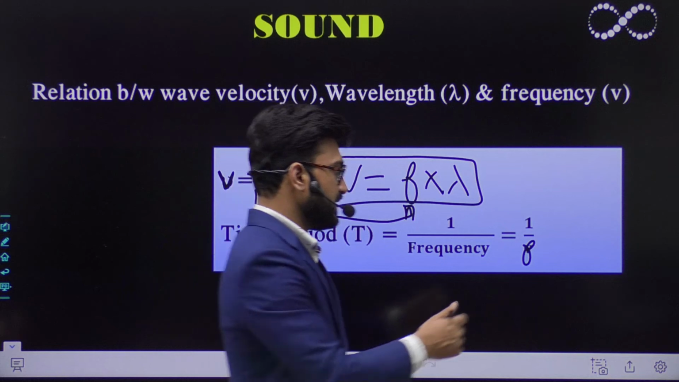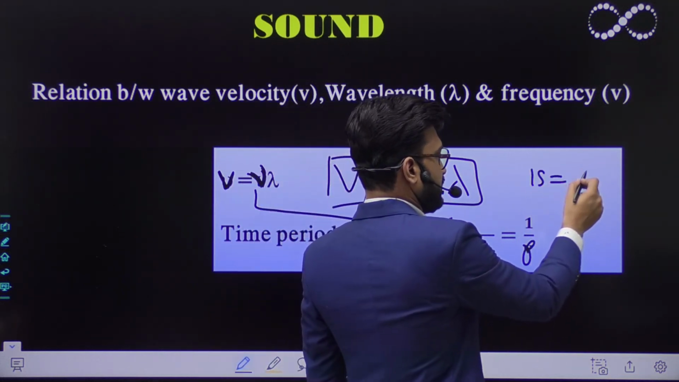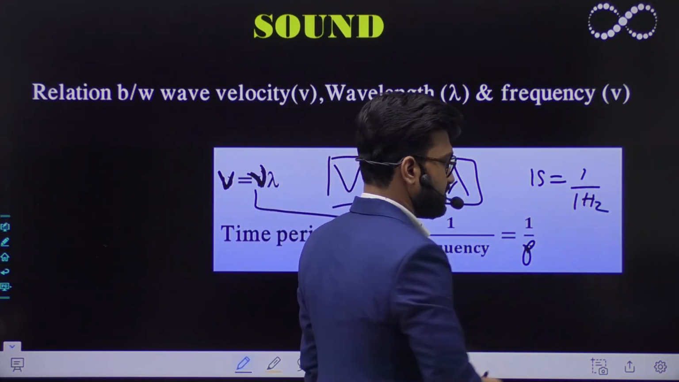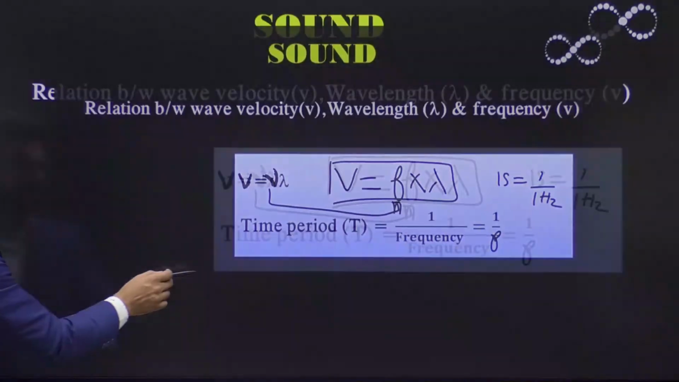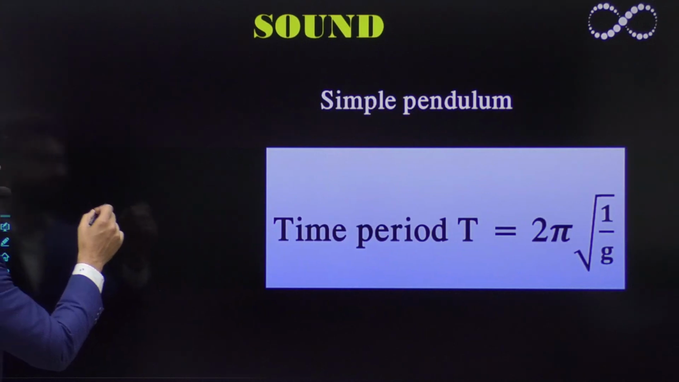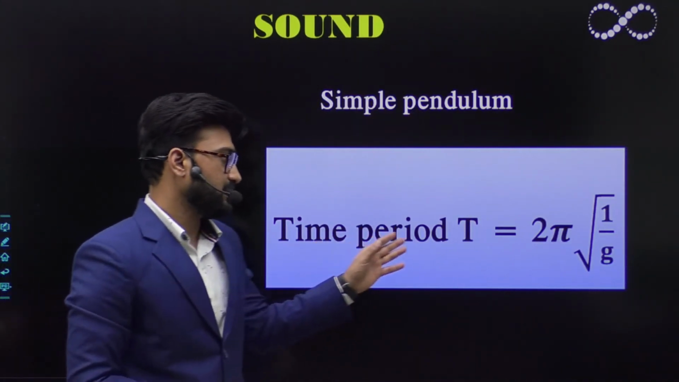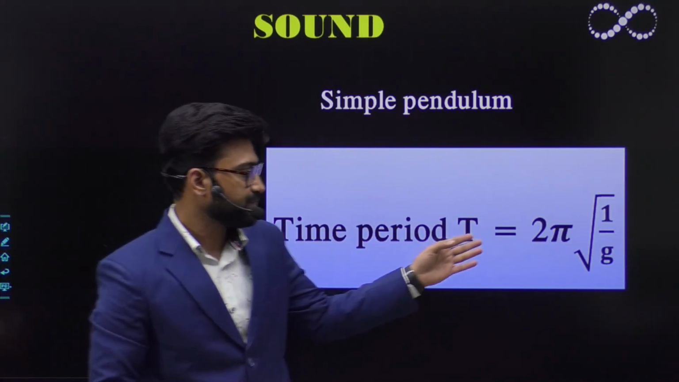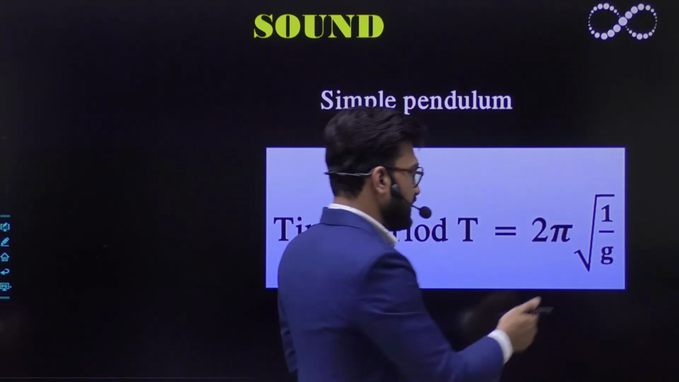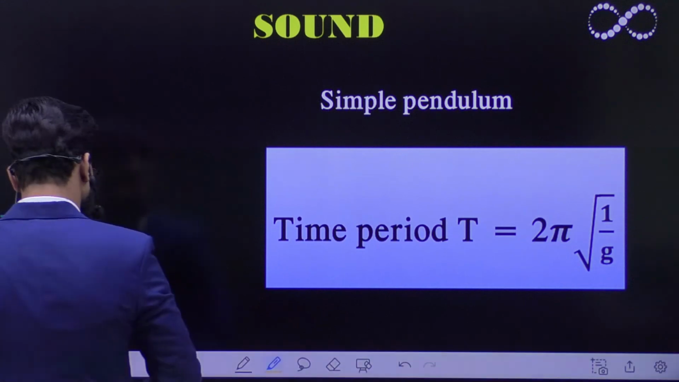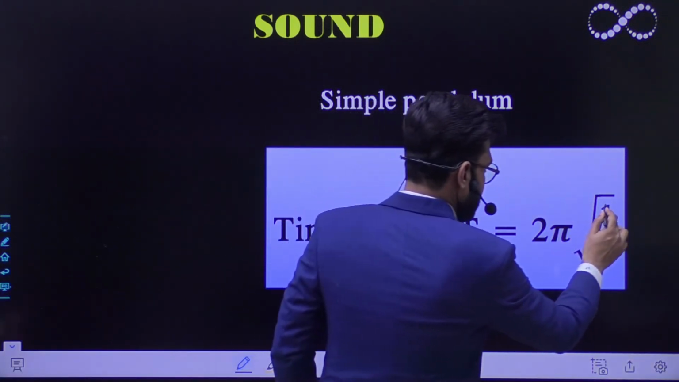So we can easily say that 1 second is nothing but 1 upon 1 hertz, using this relation. Now the next thing you must remember is the time period formula of a simple pendulum, which is given by 2 pi root of L by g. Here it is L, so you must keep this relation in mind.